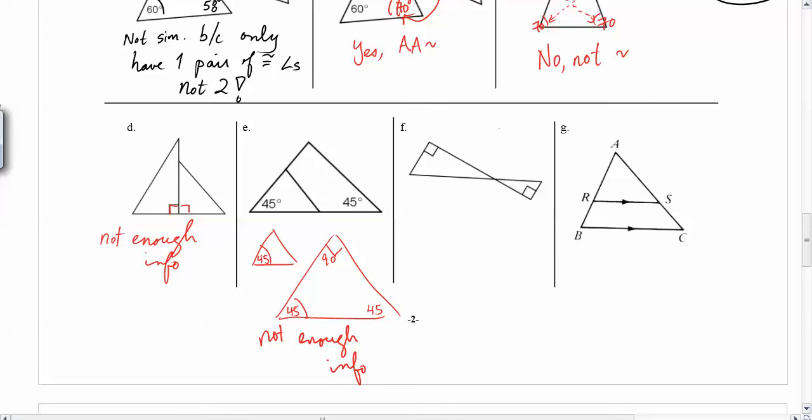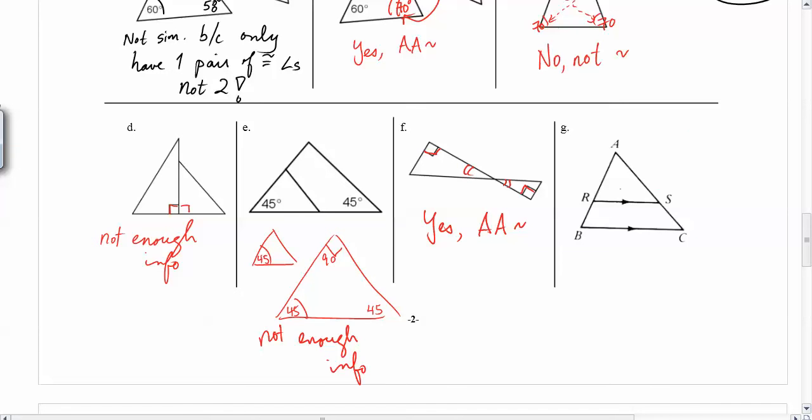And then in the next one, F, probably the easiest thing to do is match up these vertical angles, because vertical angles are congruent. So then we've got the right angles matched up and the vertical angles matched up, so we've got AA similarity.